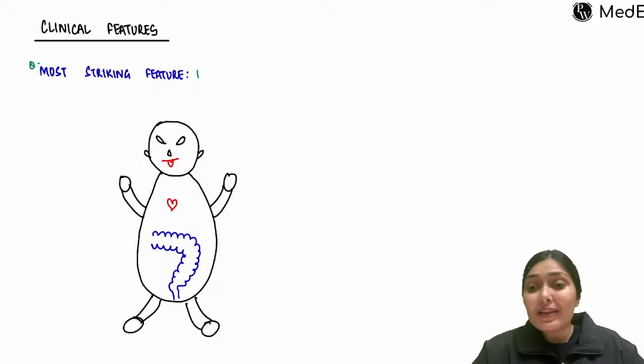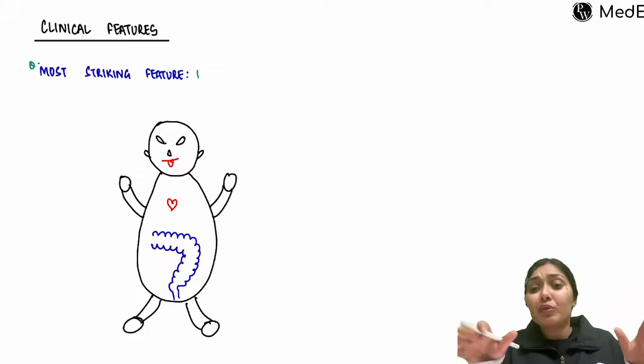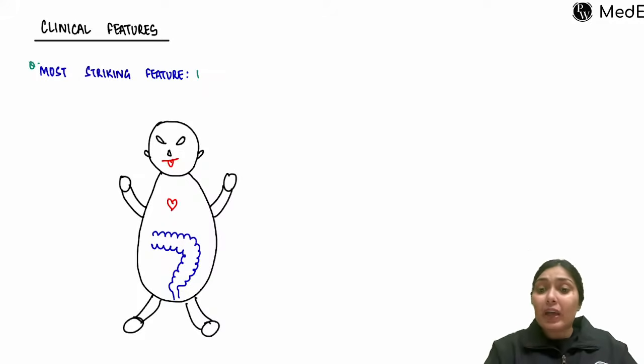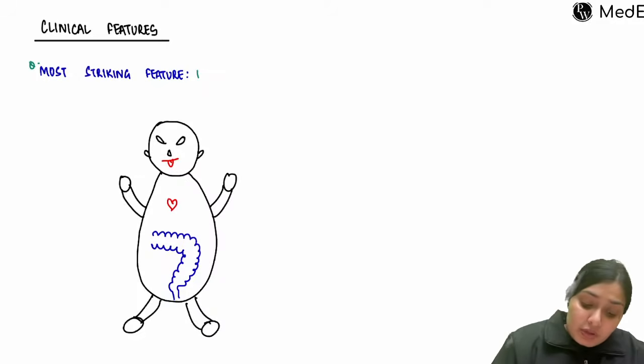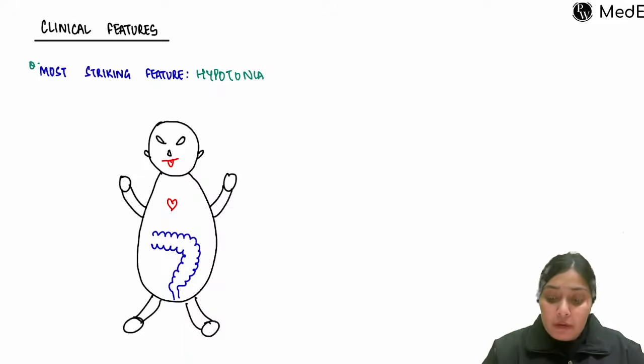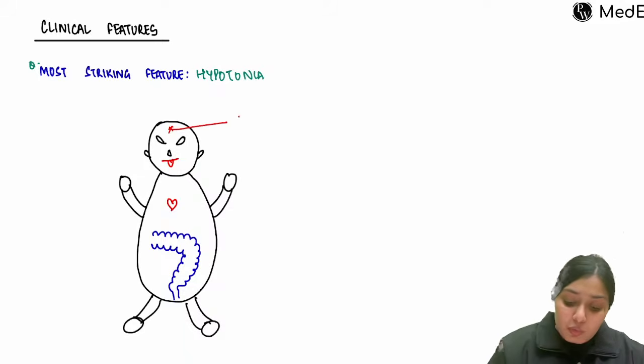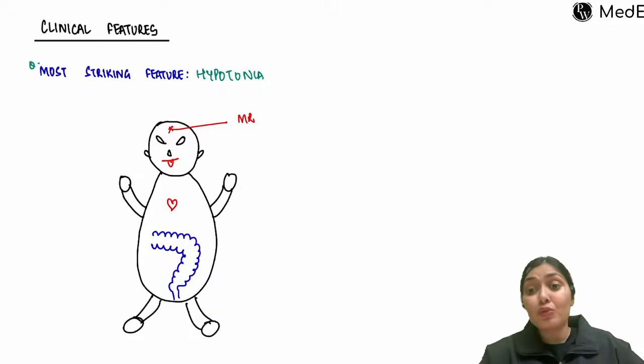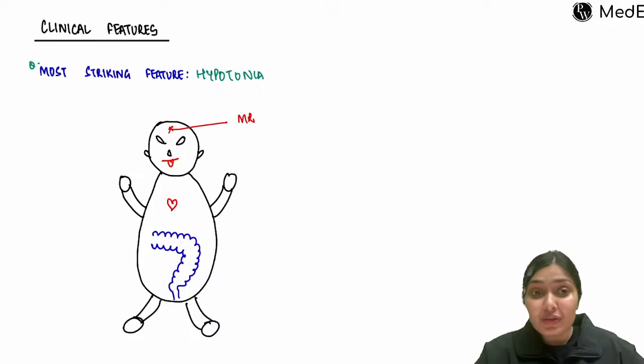So the most striking feature whenever you see a Down syndrome child is going to be hypotonia. What is hypotonia? The tone of the child would be very less. The child will be lying down listlessly, right? So the first is hypotonia. This is the most striking feature. Now let's go from head to toe. Firstly, head. These children mostly have mental retardation. Down syndrome is the most common cause of congenital mental retardation.